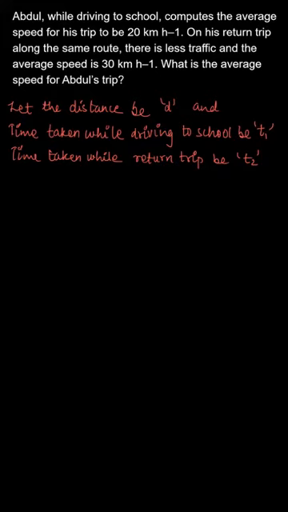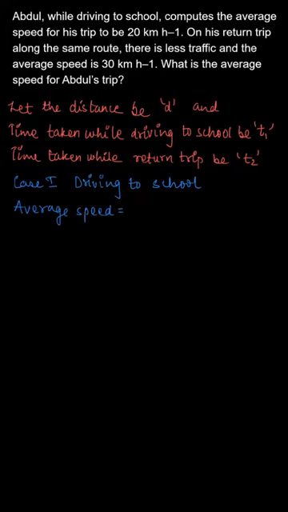So to get the average speed of Abdul, let us first identify the average speed in the first case, that is from his drive to school. The distance traveled in the first case is d, and the time taken is t1, with speed given to be 20 km per hour. So your t1 can be written as d by 20. Let that be equation number 1.